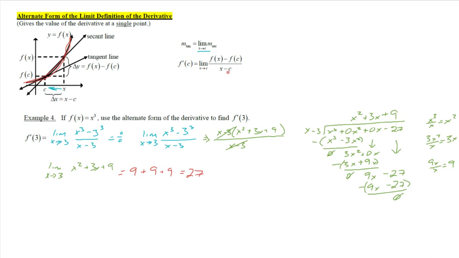And that's how we do it. Again, this is only going to find us information for a single point as opposed to the entire graph, but it can be useful in certain occasions, and it does sometimes show up on the AP test.